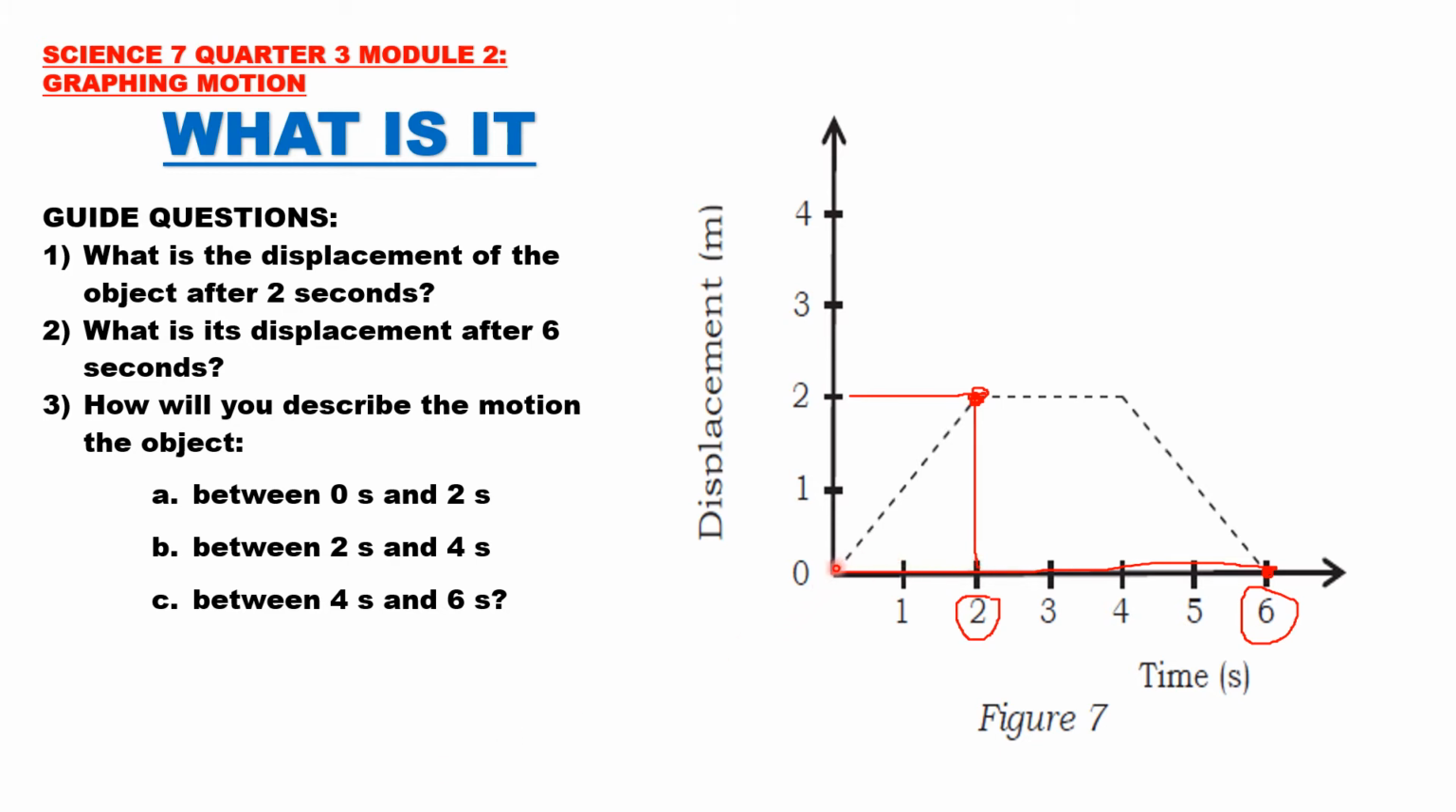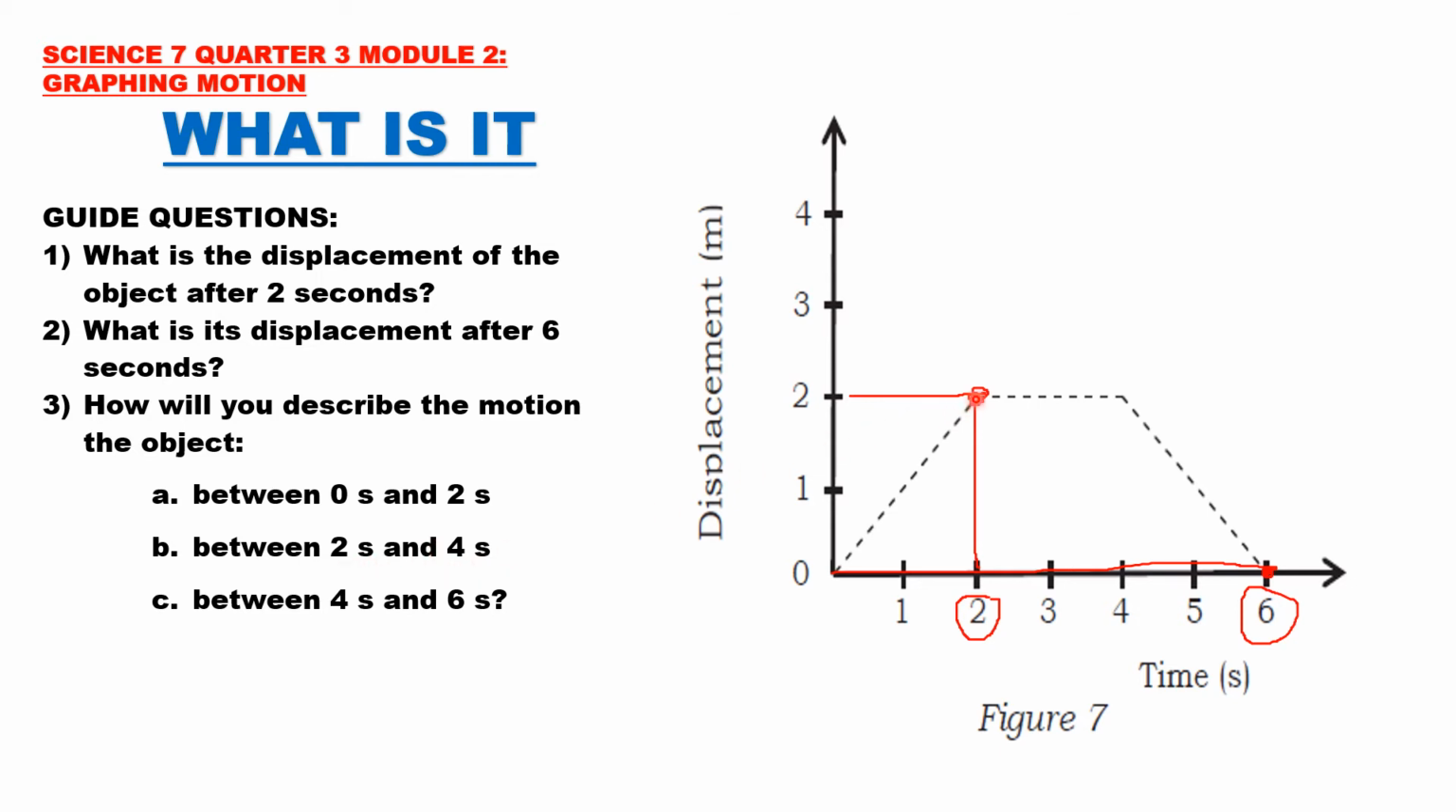So, ano daw napansin nyo sa motion from 0 to 2 seconds? Tingnan nyo yung linya natin na to. So, kung mapapansin nyo yung linya natin ay pataas. So, ibig sabihin nun, yung ating displacement or yung ating motion ay increasing. Papataas ang displacement. Next, how about between 2 seconds and 4 seconds?